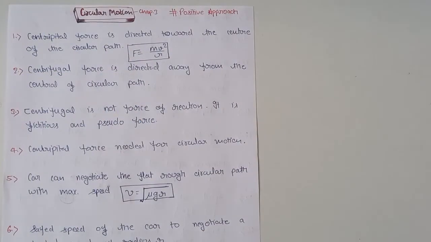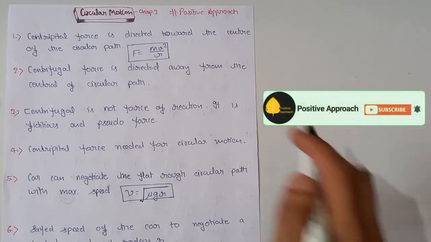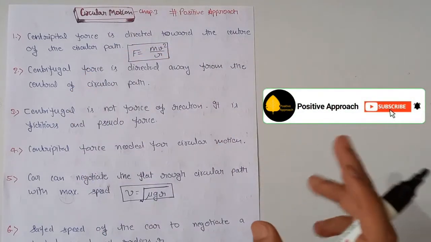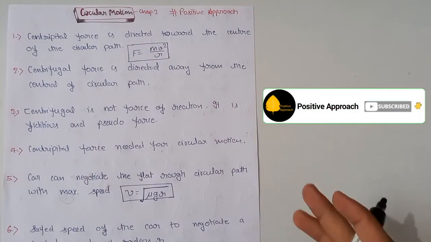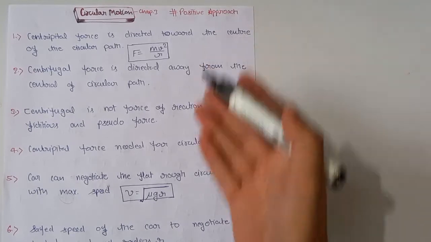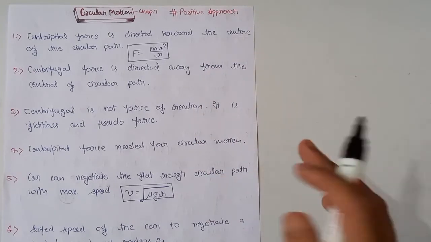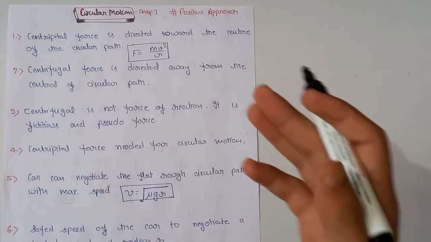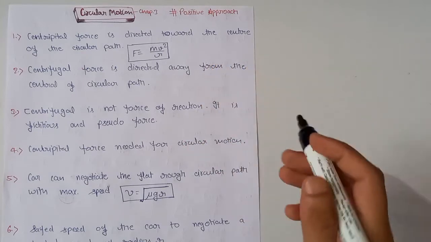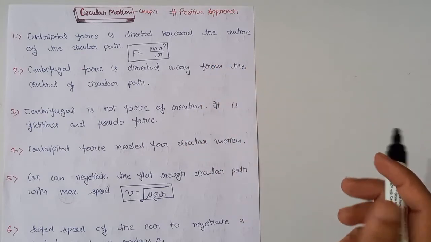This is Nitesh. Today we are going to discuss circular motion, which is chapter number 3 of unit 3. First of all, we will discuss some key points of this chapter, and after that we will do some numericals on the basis of these formulas. So without wasting any time, let's start.